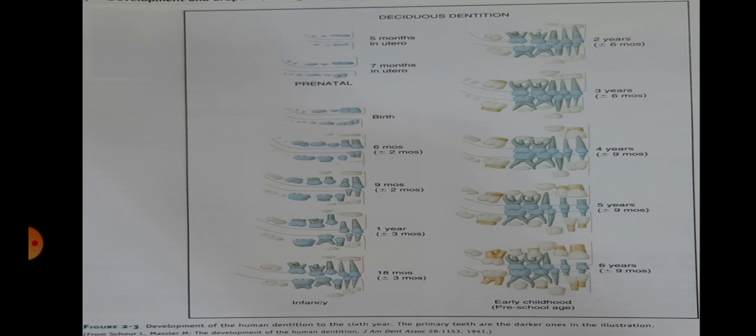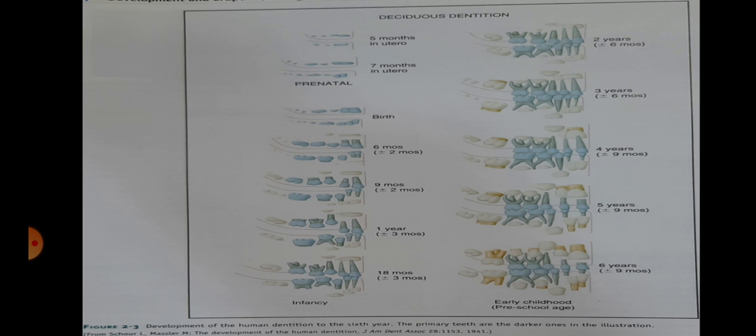However, mineralization of the permanent teeth is entirely postnatal, and the formation of each tooth takes about 8 to 12 years. The variability in tooth development is similar to that for eruption, sexual maturity, and other similar growth indicators.